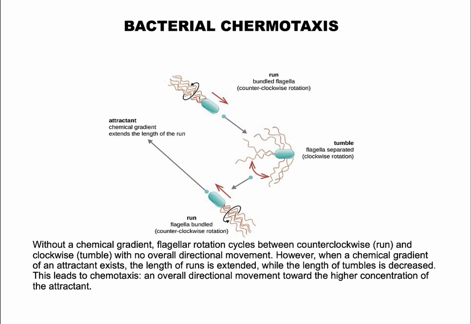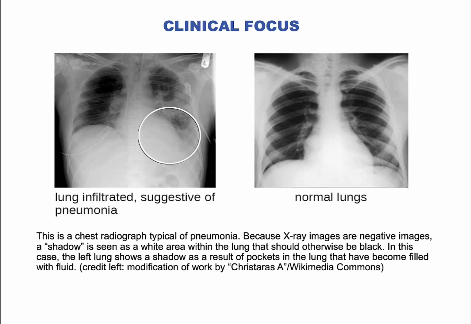Although the bacterium may occasionally move in the wrong direction due to tumbling, it will not stay off course for long. This biased random walk enables the bacteria to efficiently navigate up or down the gradient of an attractant or a repellent. Here is a clinical focus.